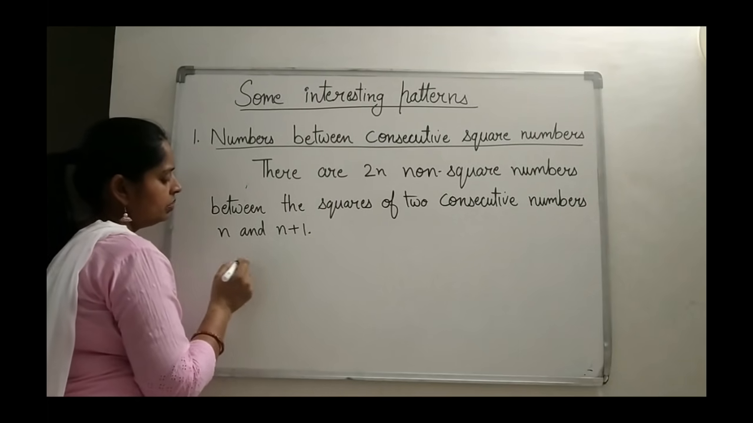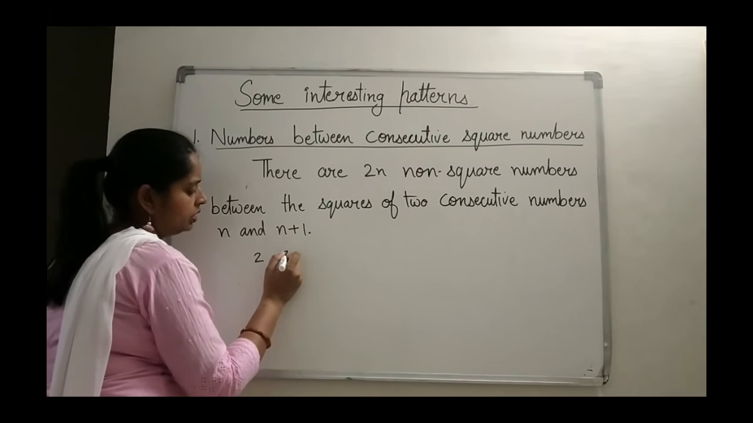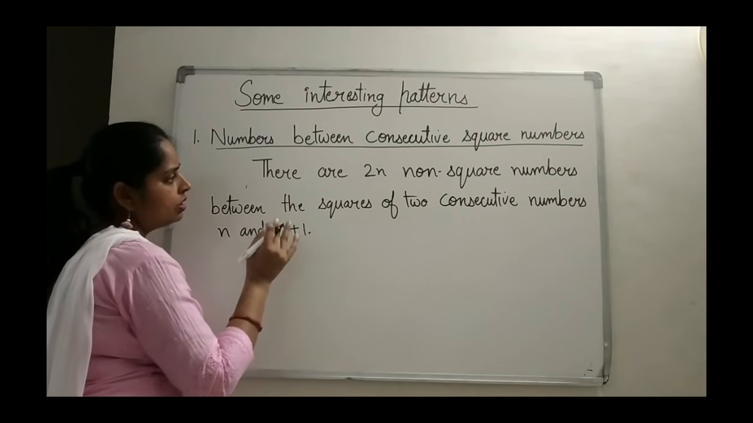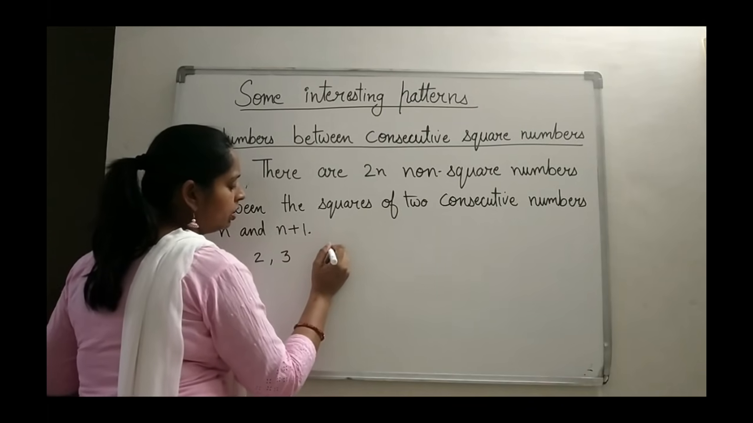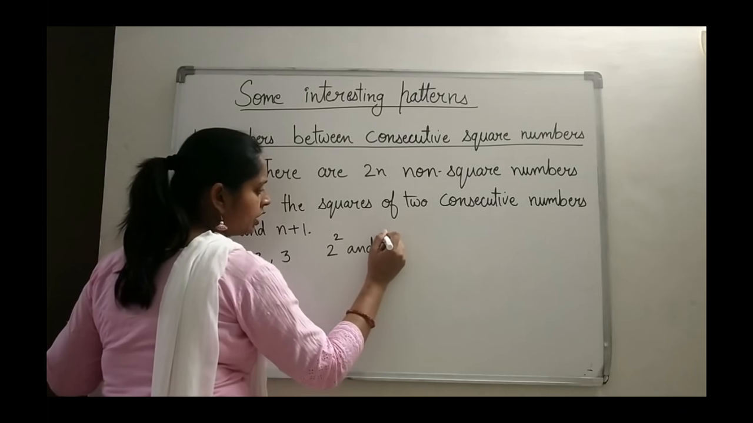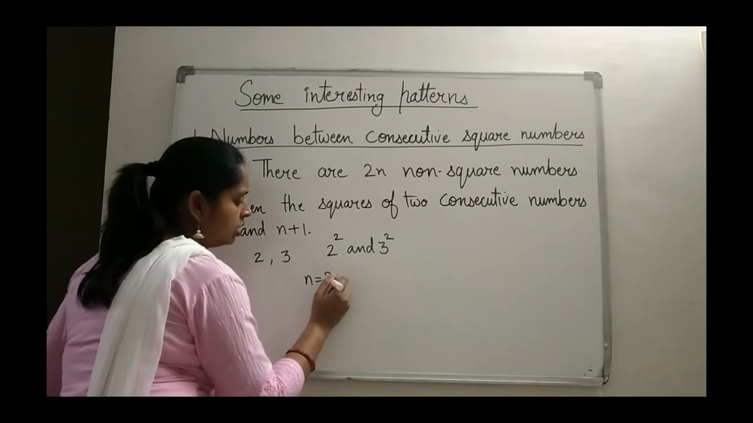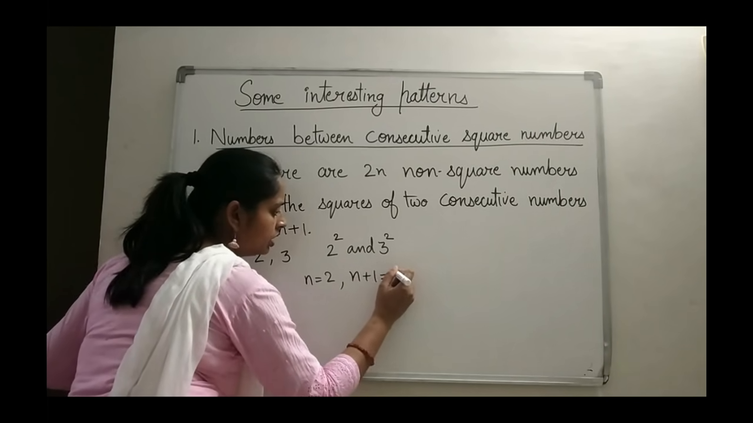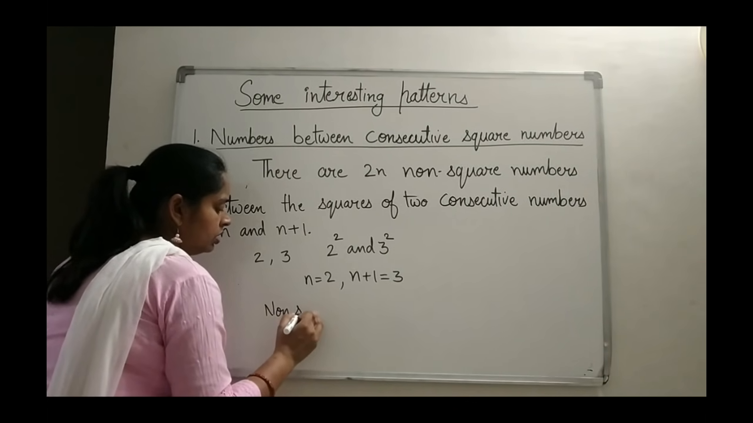See, consecutive number means what? If 2 is there, what is the next number? 2 and 3 are consecutive numbers, right? And the question is saying how many non-square numbers lie between the square of 2 and the square of 3. So according to this rule, what is n? n is 2, and n plus 1, the next consecutive number, is 3.